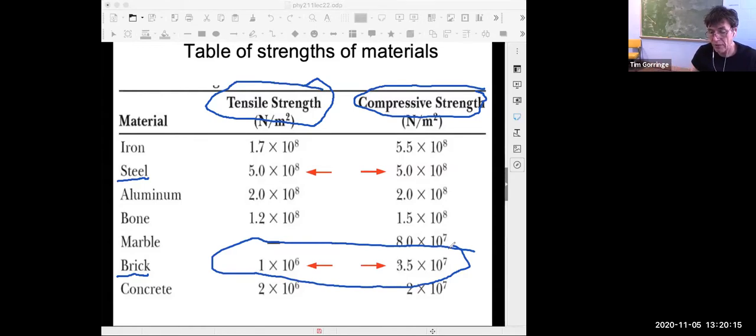So you're compressing the bricks with other bricks. It's not so strong in terms of stretching. This is a much, much smaller number. And so bricks have this interesting property that they're strong when you try and compress them, which is what you want for building something, but they're weak when you try and stretch them. So if the building tips over, they might break because they're getting stretched apart.